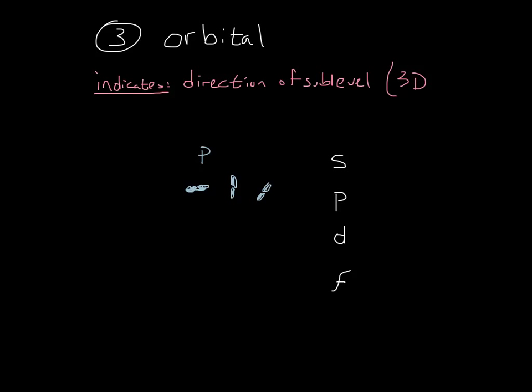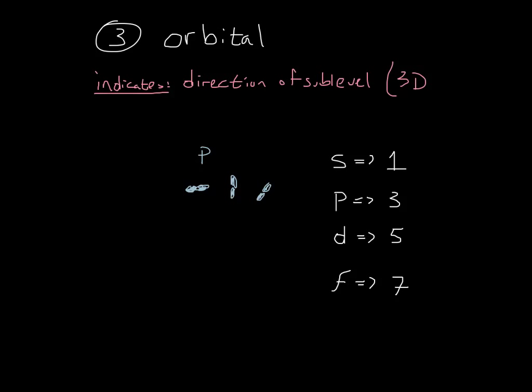So the S sublevel is fairly small, and so it only has 1 possible orbital. So there's only 1 version of the S. The P is a little bit bigger, and it has 3 possible orbitals. The D, even larger, has 5, and the F has 7.